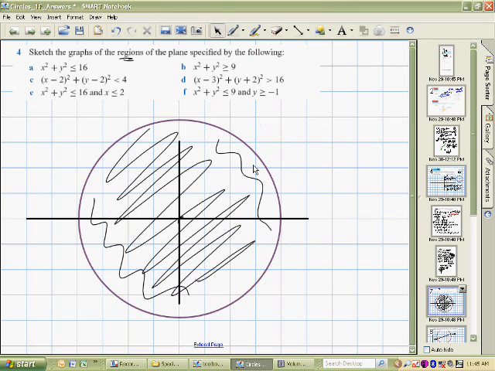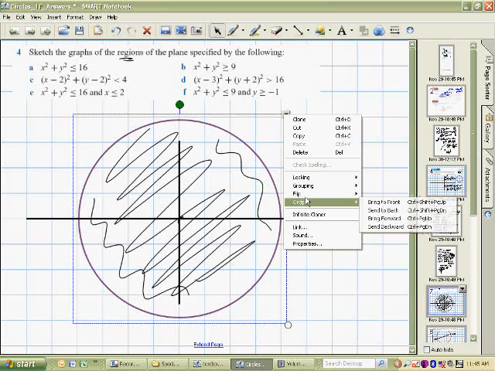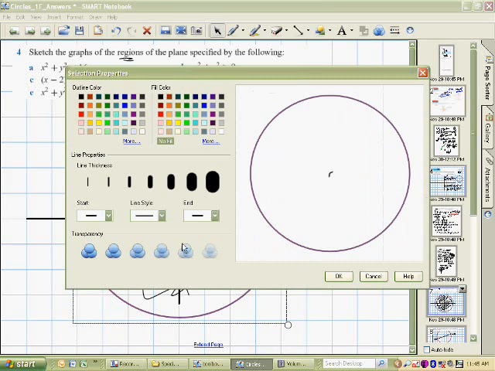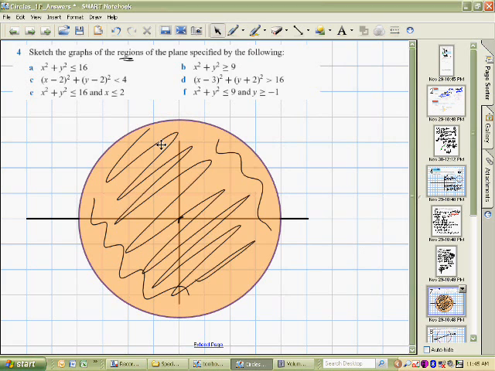If I was really clever, I'd quickly click on here and do this and do that, and then fill in properties and the fill colour. Yeah, that'll do. And I go like that. So okay, that's the region. That's what it looks like, filled in, for less than or equal to. So it's sketching a region. If of course it was greater than, then we wouldn't have the centre filled, we'd have the outside filled.